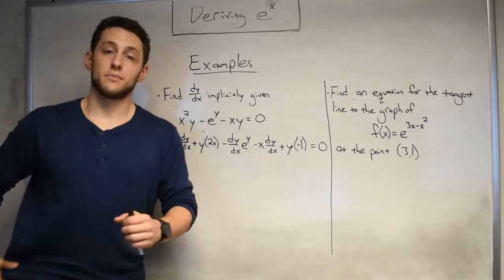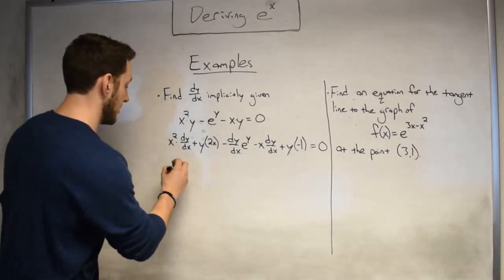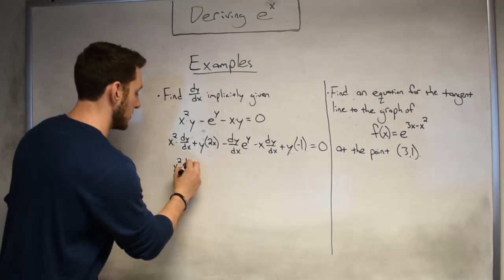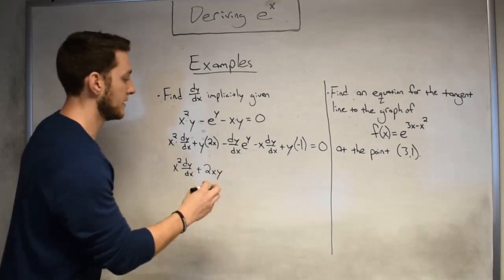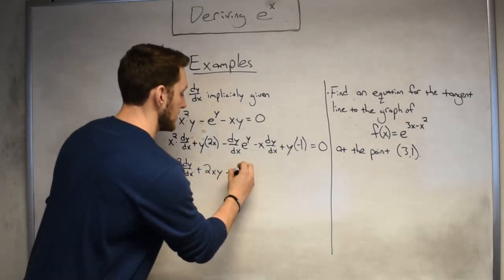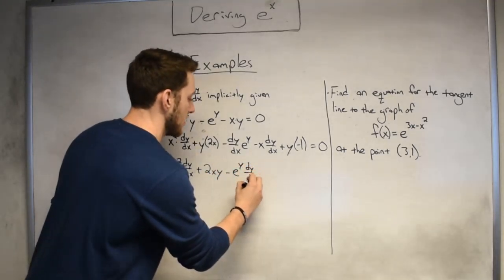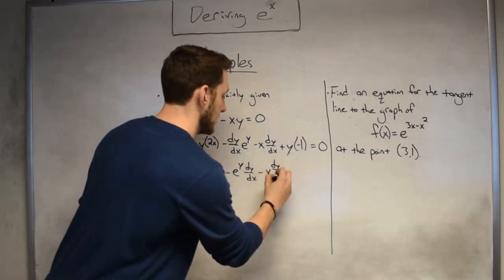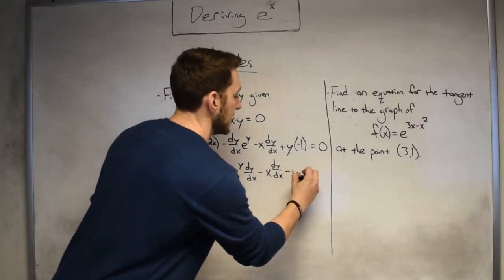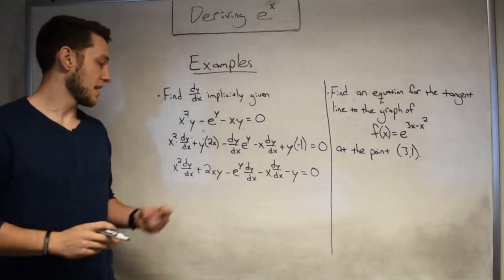From here, simplify out your work, make it prettier. x squared dy over dx plus 2xy minus e to the y dy over dx minus x dy over dx minus y equals 0. All I did was order it neatly.